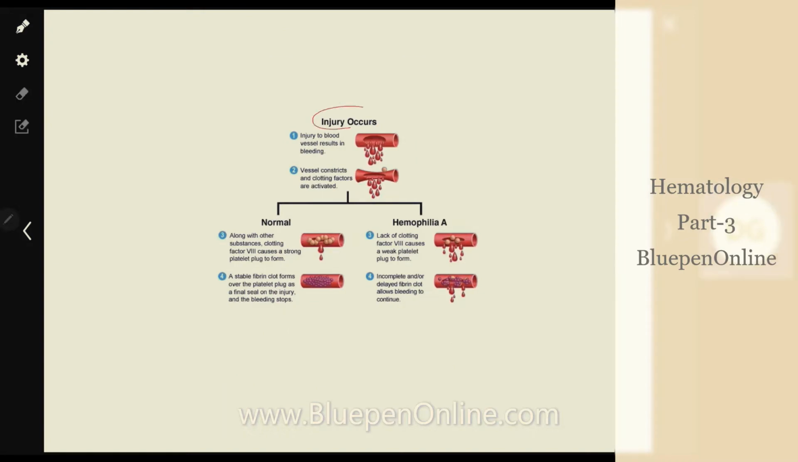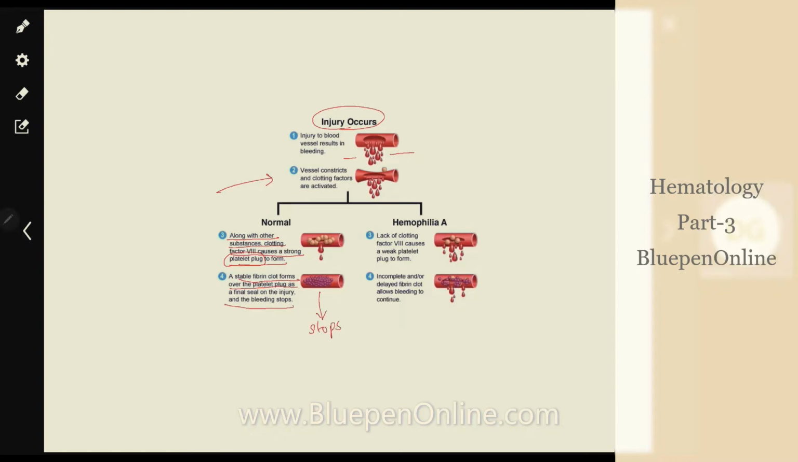Whenever there is injury to the blood vessel, bleeding starts. In response to this bleeding, the vessel constricts and clotting factors are activated. Normally, along with the other substances, clotting factor 8 causes a strong platelet plug to form. Once a platelet plug is formed, a fibrin clot forms over this platelet plug and it seals the injury and bleeding stops.